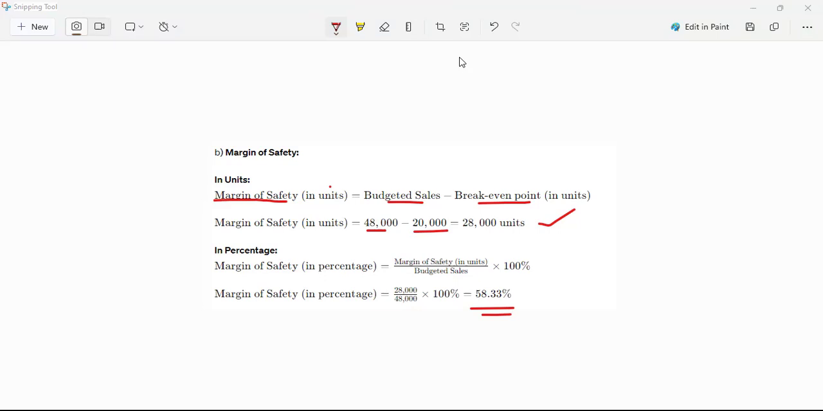Maybe on that one, the budgeted sales in value were given, and we were supposed to divide by the sales price to come up with the budgeted units.